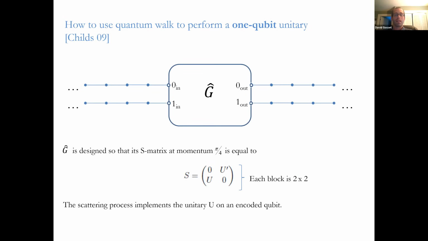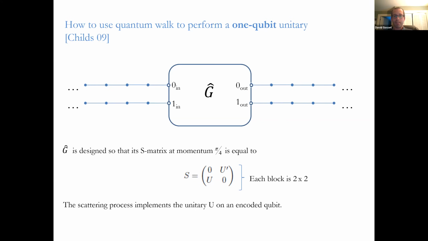Now, let's say we want to perform a single qubit unitary. So now we can have some kind of graph G hat, which is a finite graph, and we have a long path connected on the left corresponding to the input computational basis state 0, and a long path on the left corresponding to the input computational basis state 1. And we have the same kind of long path on the right for 0 and long path on the right for 1.